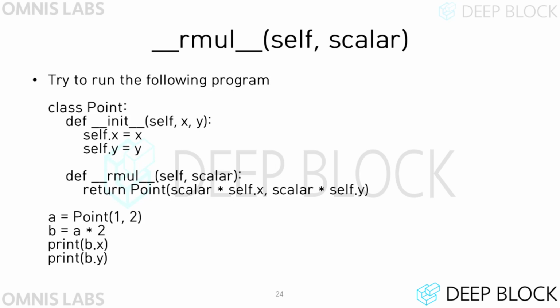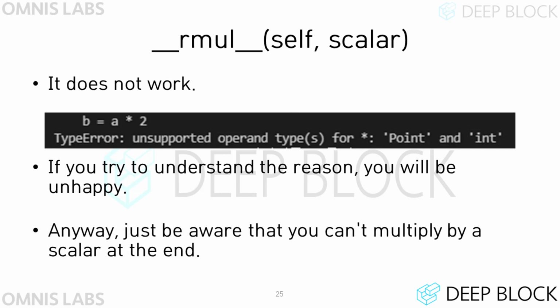This time, unlike the code in the previous slide, put 2 after the instance and run the program. When we run the program, we can see that an error occurs. It is very difficult to understand why. If you want to multiply a number by a class instance, just remember not to put the number after the class instance.